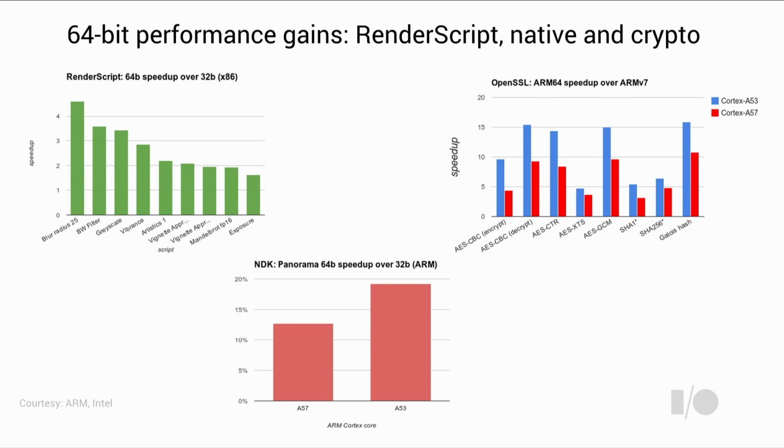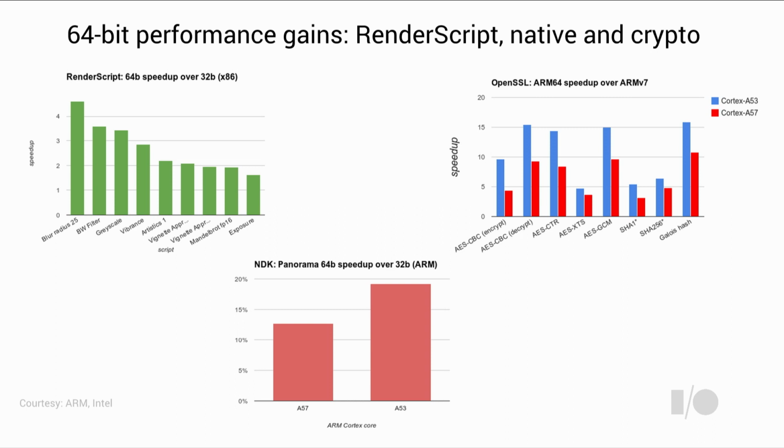So what I'm showing you here is graphs of speed up of 64-bit apps over 32-bit apps on the same silicon. On the upper left-hand side, as you face the screen, I'm showing you speed up in terms of a multiplier. This is on Intel's Bay Trail processor. It's a 4-core SoC for some custom RenderScript scripts, and we're seeing some really nice speedups going to 64-bit, up to and over 4x.